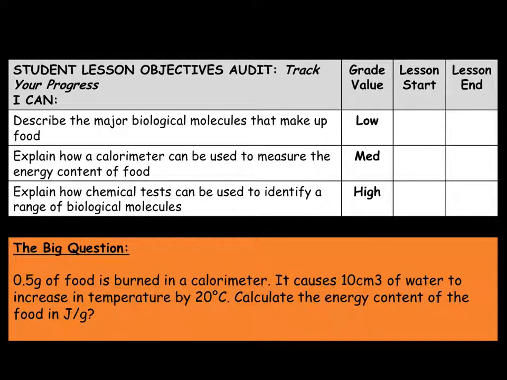For our big question today, 0.5 grams of food is burned in a calorimeter. It causes 10 centimeters cubed of water to increase in temperature by 20 degrees C. We need to calculate the energy content of the food in joules per gram.